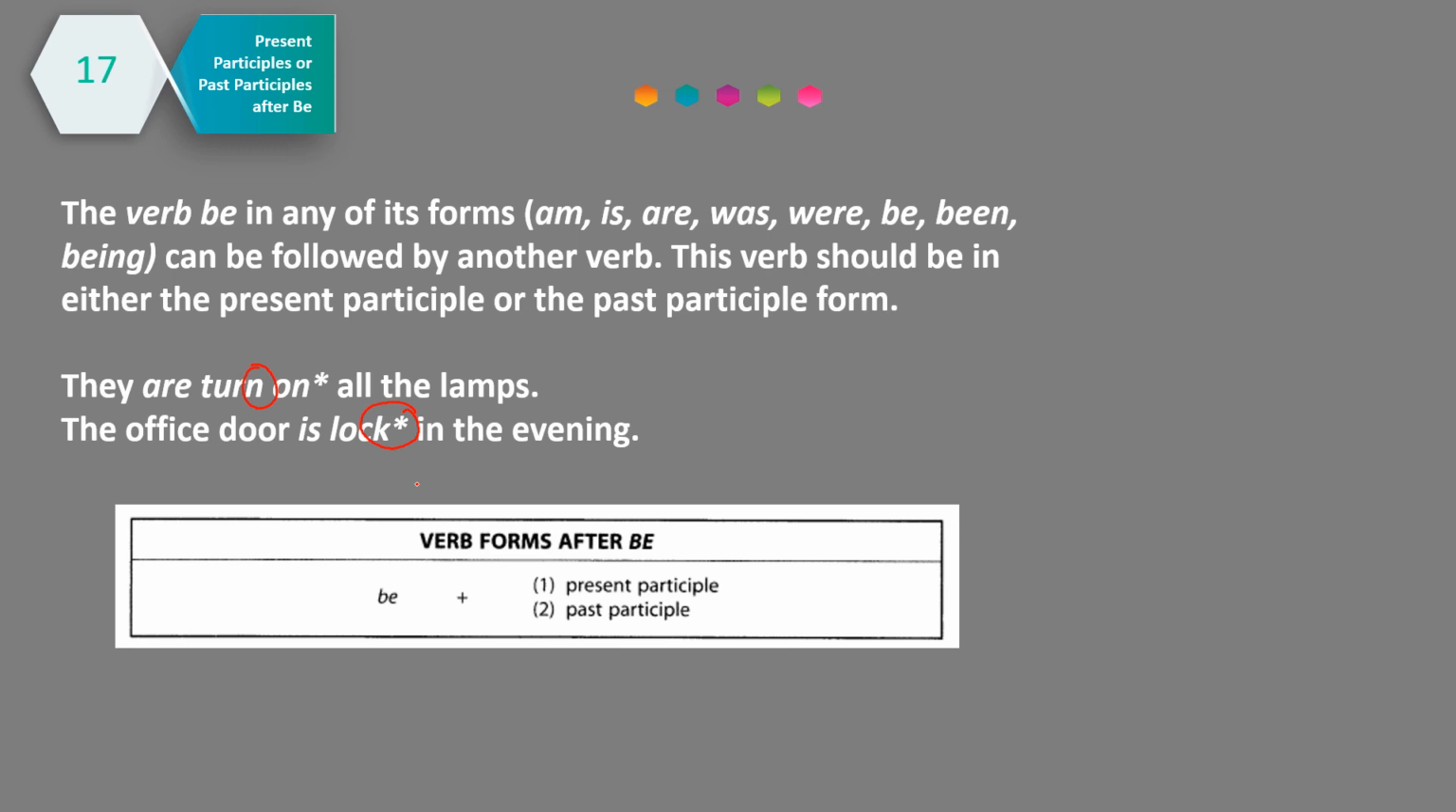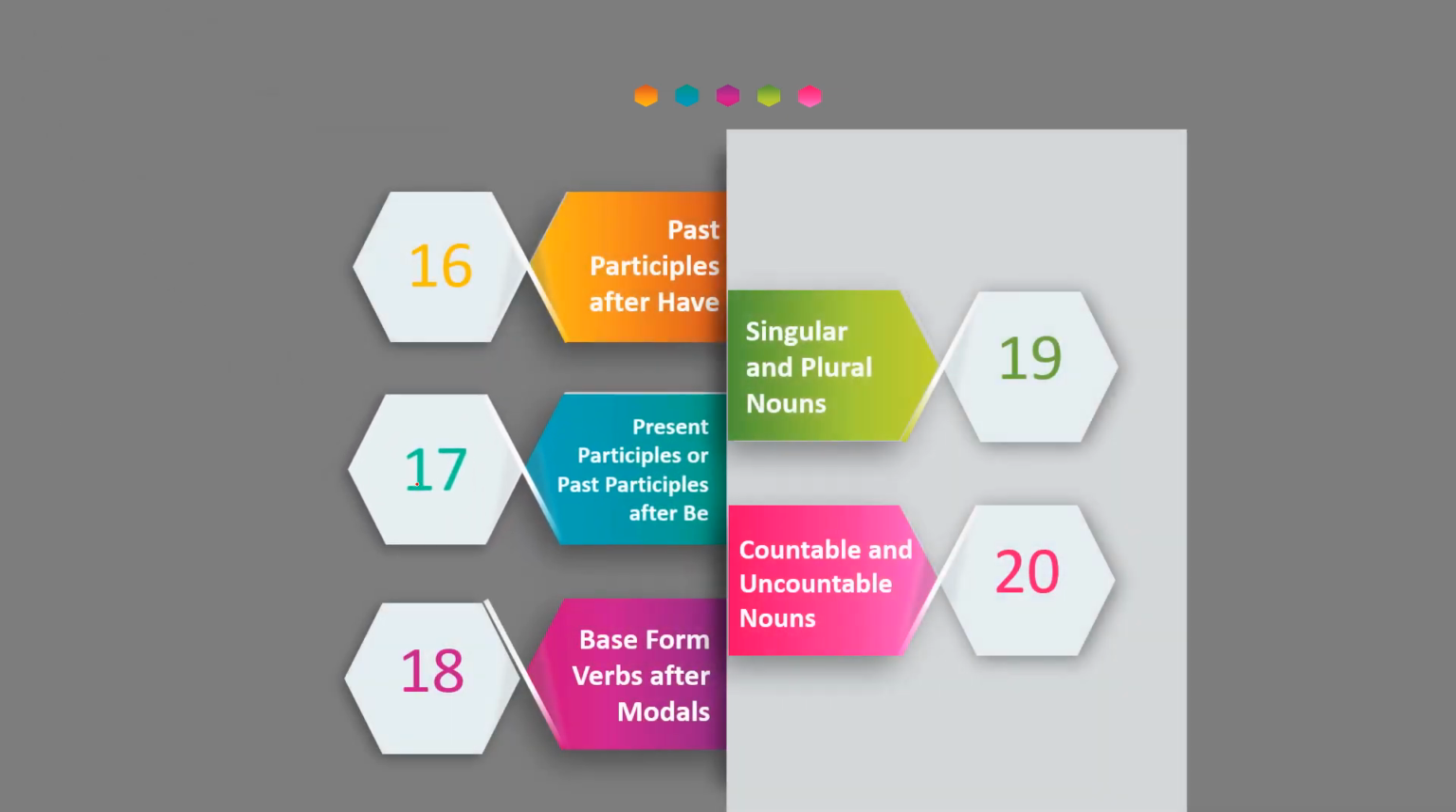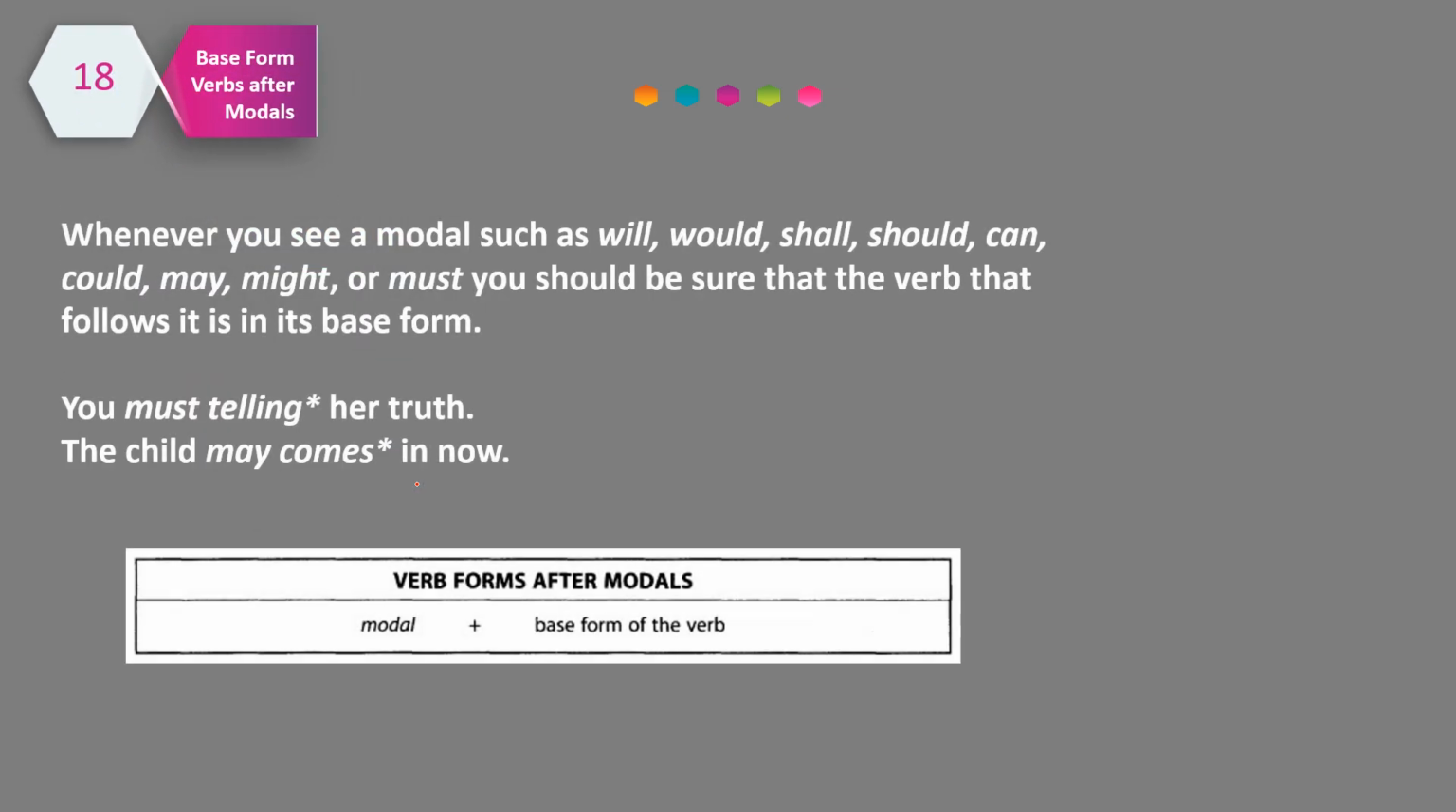Hopefully, you can follow my explanation up to this. Okay, we go on to the next material, base form verbs after modals. Whenever you see a modal such as will, would, shall, should, can, could, may, might, or must, you should be sure that the verb that follows it is in its base form. Have a look at the example.